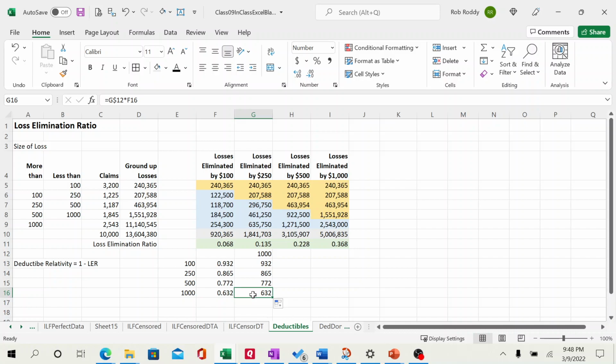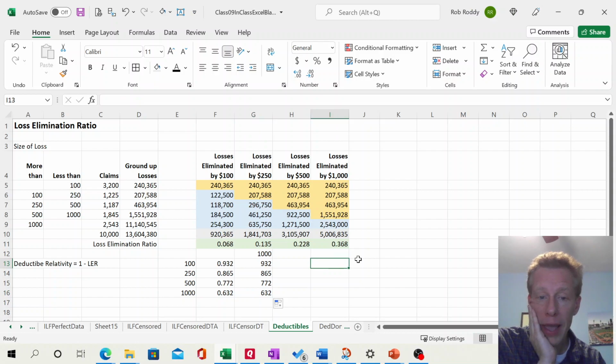So the premium should go down because you're providing less coverage. You're providing coverage only for losses over $1,000 and only for layers of loss that go over $1,000. So you should be charging a lower premium commensurate to the amount of losses that you eliminate. That's all there is to deductible pricing. It is actually fairly straightforward.